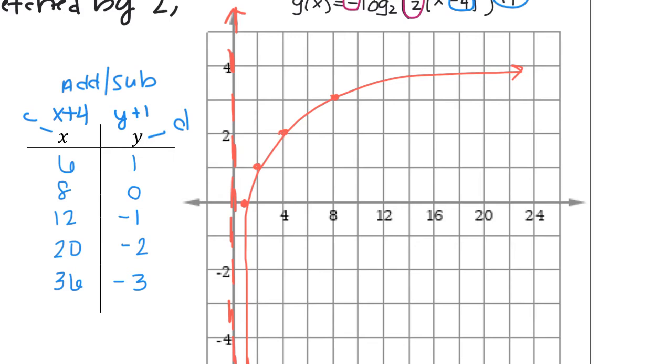Now let's graph our new one, our transformed function. So we're going to have 6 comma 1, then we're going to have 8, 0, 12, negative 1, 20, negative 4. Okay, so let's see what this looks like a little bit.